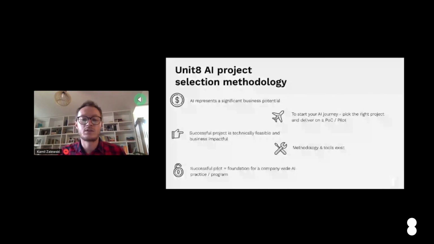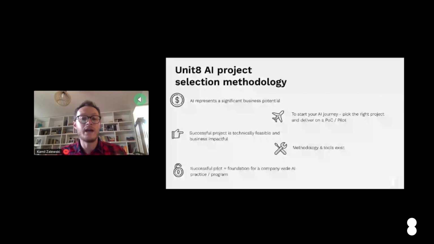If you're looking to start your journey into AI, please make sure that you invest the time into selecting the right project, and also do invest the time into proof of concepts and pilots. Again, a successful AI project carries both the business impact and is feasible from the technology perspective.